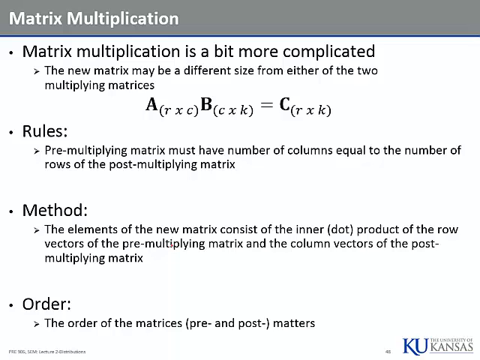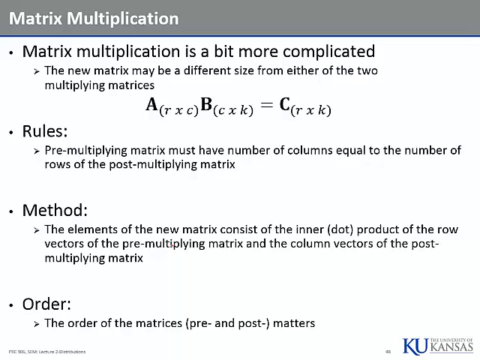It involves the dot product again. The new resulting matrix has the number of rows equal to the rows in the pre-multiplier, and the number of columns equal to the columns in the post-multiplier. So, I saw this when I first started taking matrix algebra, and I was like, oh, come on. That's just too much.